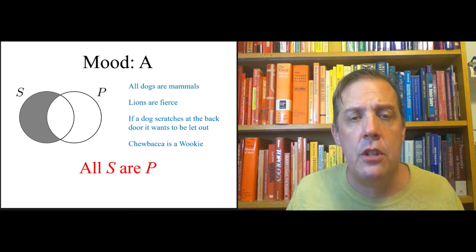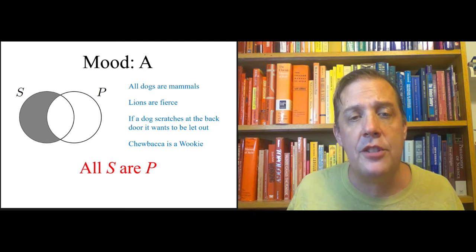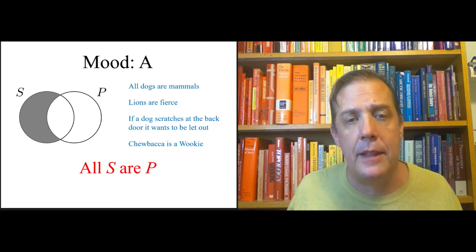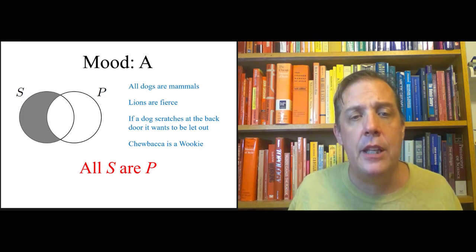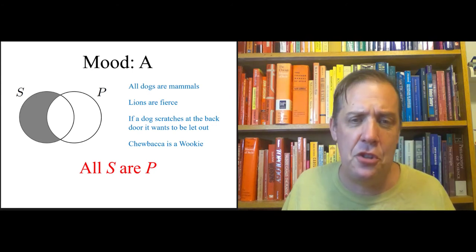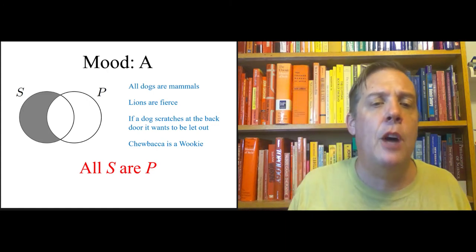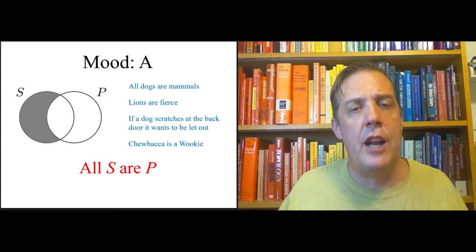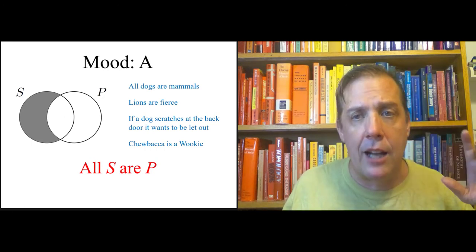If a dog scratches on the back door, it wants to be let out, is actually an all S are P: all dogs that scratch on the back door are dogs that want to be let out. Chewbacca is a Wookiee is an all S are P: all aliens identical to Chewbacca are Wookiees, something like that. In any case, the exercise up to this point had been about trying to cram a whole bunch of different kinds of English statements into these four boxes. And these are all things that you can cram into the box A.